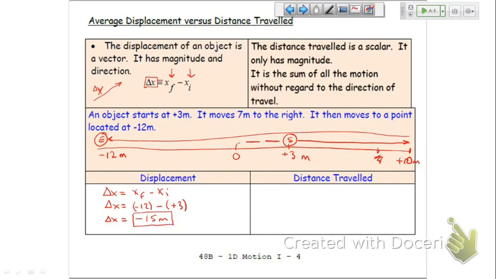Diagrammatically, the displacement is an arrow which goes from the beginning to the end directly. And you can see from that dotted arrow that is -15. You can see from your diagram it's -15. So for me, I look at my diagram, oh, it's -15. I look at my math, oh, it's -15. It's -15 meters, yeah.